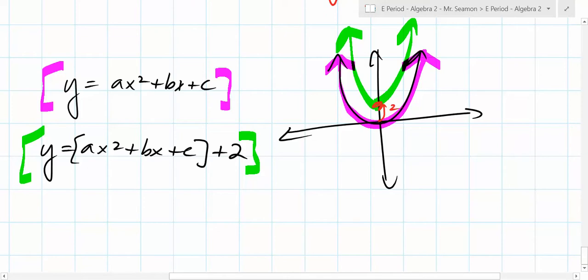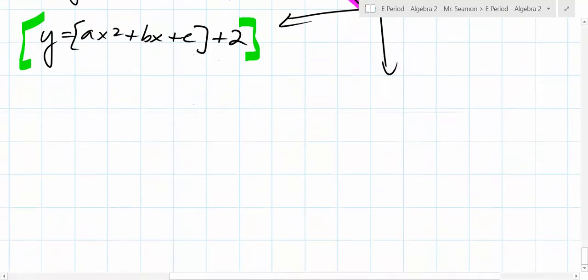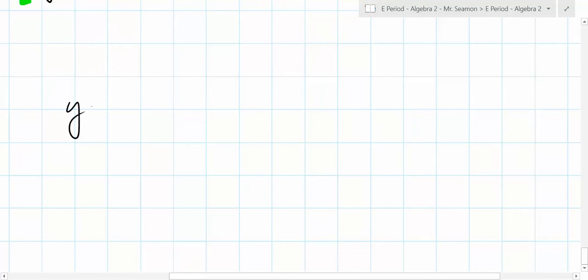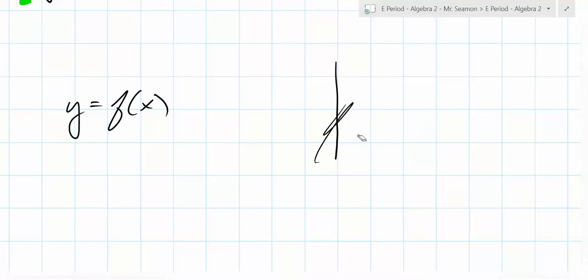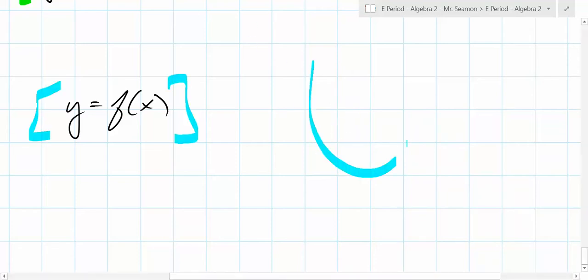So what happens if I subtracted 2? The whole thing would go down 2. So if you want to go up or down, you add something or subtract it on the outside. The other way you can move it, so let's say I gave you this: y is equal to some parabola. Let's say you had this parabola right here.